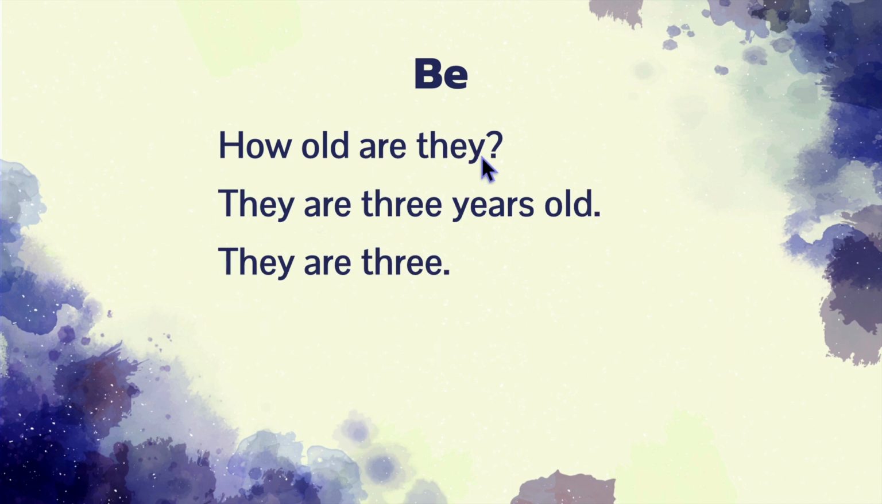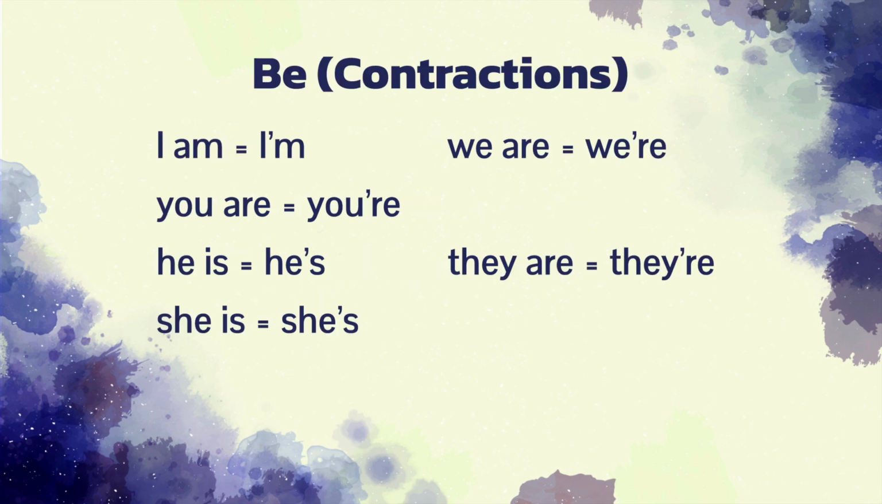How old are they? They are 3 years old. They are 3. I am. I'm. You are. You're. He is. He's. She is. She's. We are. We're. They are. They're.